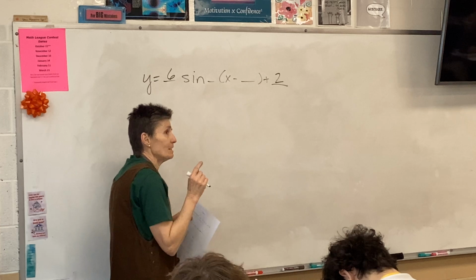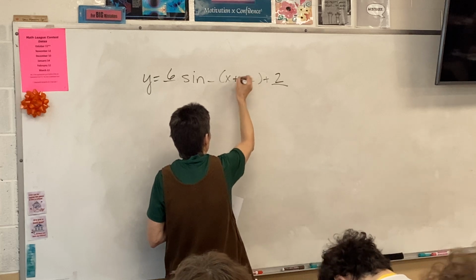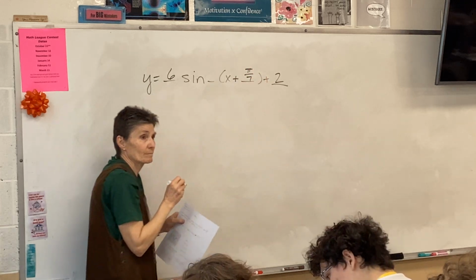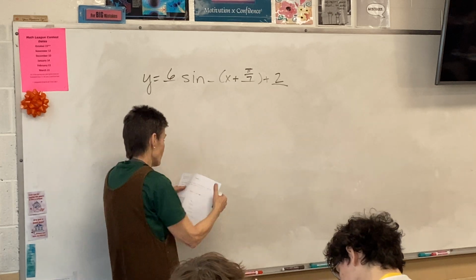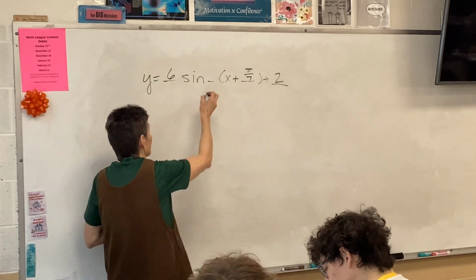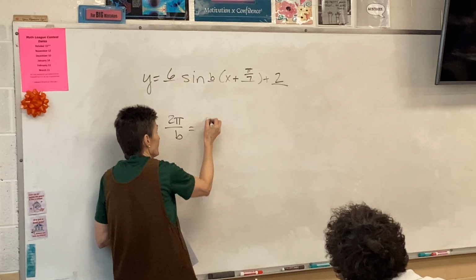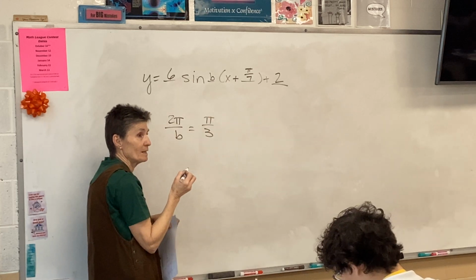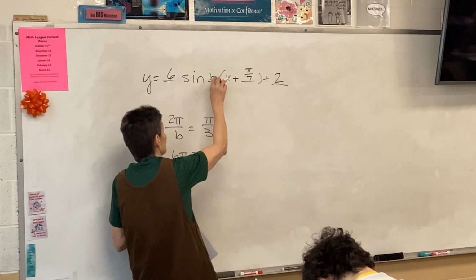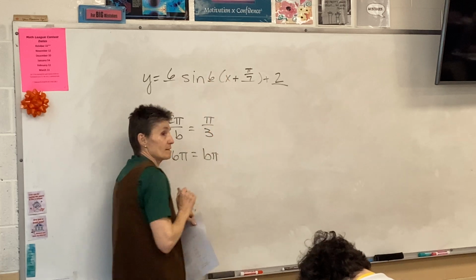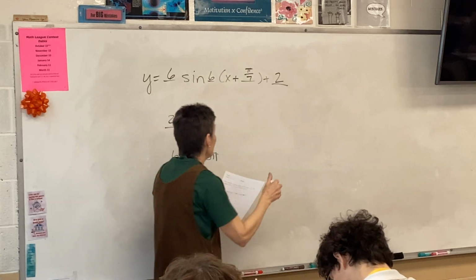Phase shift is negative pi over 7. That means we've shifted pi over 7 to the left. So this will have to be x plus pi over 7. Right? And then we need to figure out what that number is. We know our period is pi over 3. So 2 pi divided by that number is pi over 3. Does that make sense to everybody? So 6 pi equals b pi. So it looks like this number right here must be 6. Is that okay? All right, and then number 2, sketch 1 period.